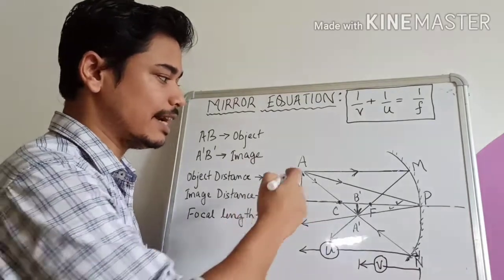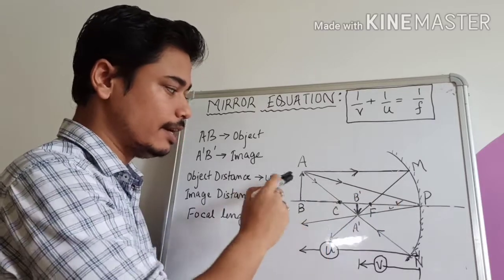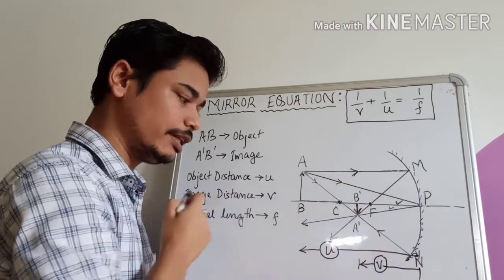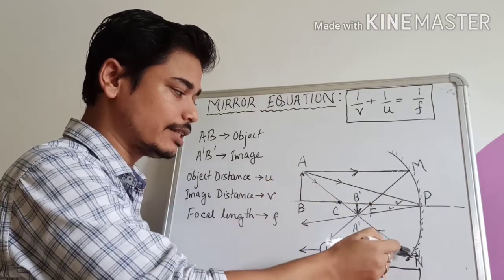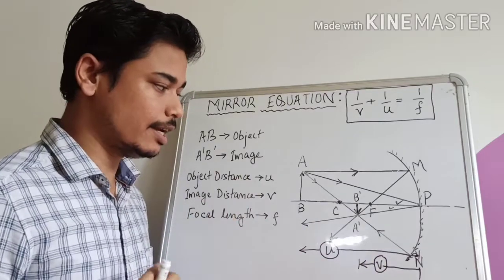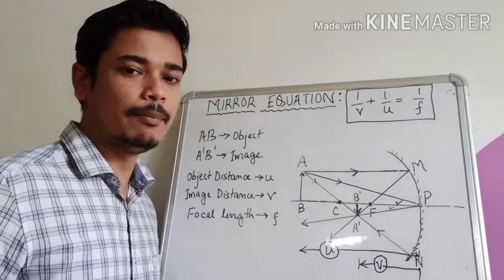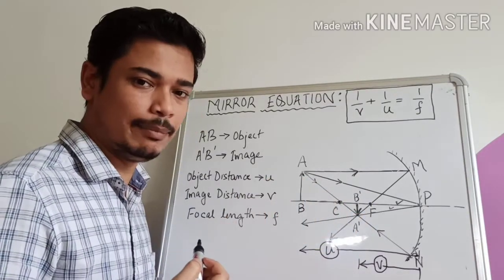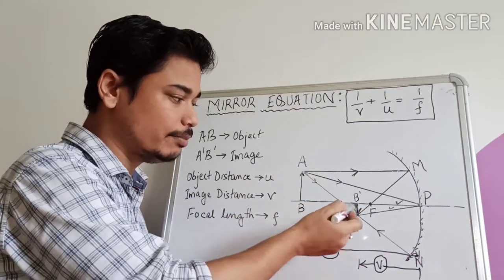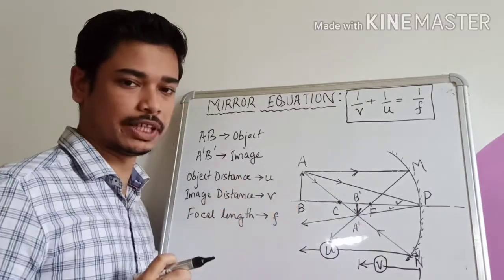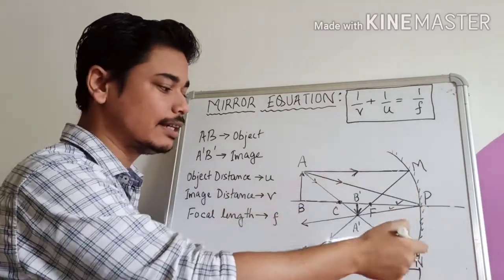So what we can see here is, after reflection from this mirror surface, the first ray is passing through this point, the second ray is passing along this direction, and the third ray which is passing through the center of curvature is coming back along the same direction. These three rays are meeting at the same point. So we are getting an inverted image at this point. Here A dash B dash is the image for this object. So we have seen the image formation for the object AB by this concave mirror.